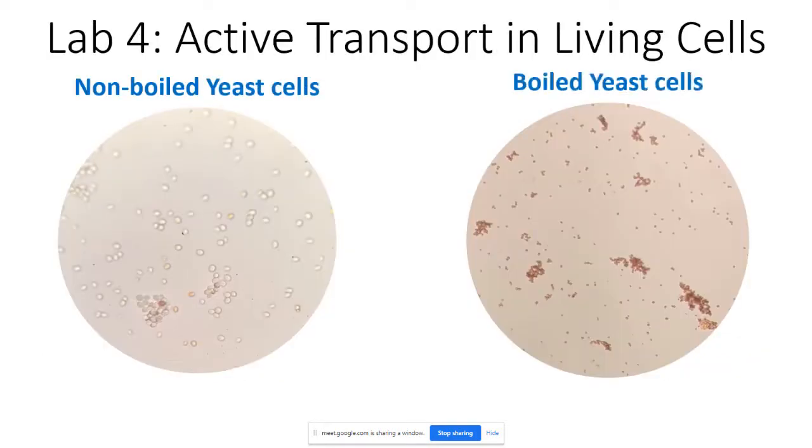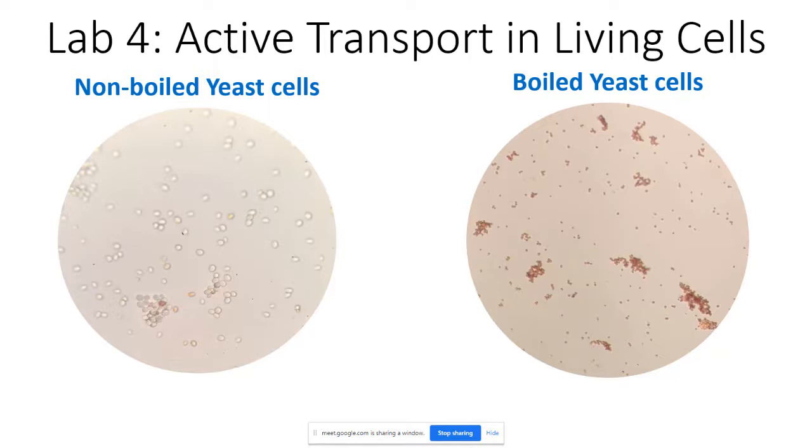Lab number 4, very important for your test. What you would have done is you would have taken these little yeast cells, which are a type of single-celled fungus, and in the first case here, you would have just left them in your little test tube. In the case on the right, you would have put them into hot water and boiled them for a while. And so then what you would do is you would take a bit of this dye called Congo red, and it's actually a toxic dye.